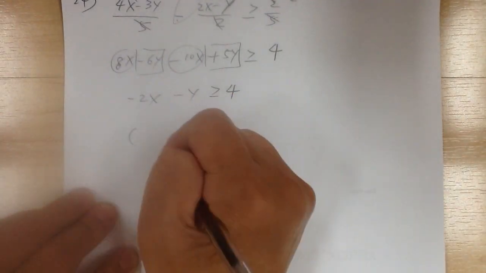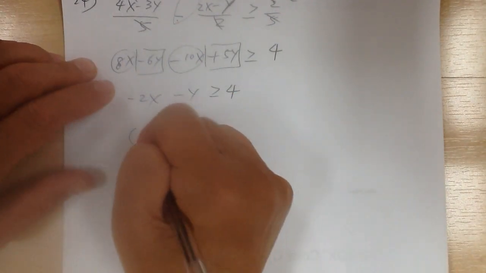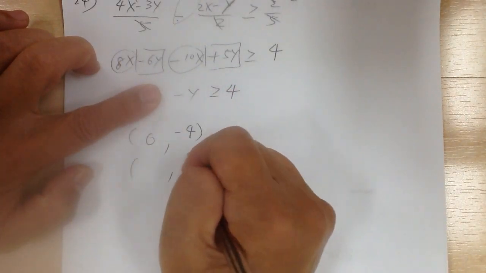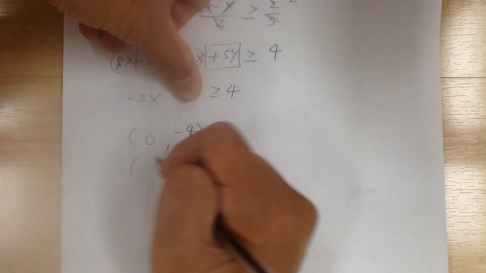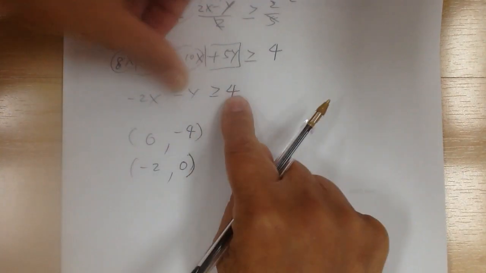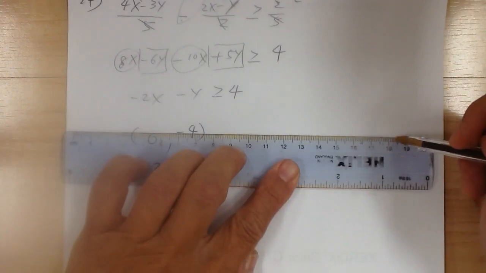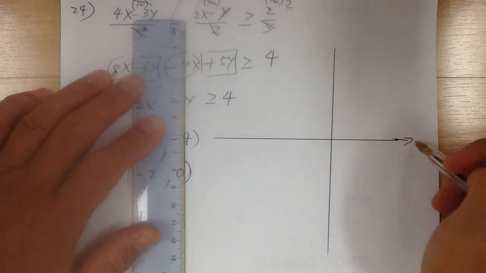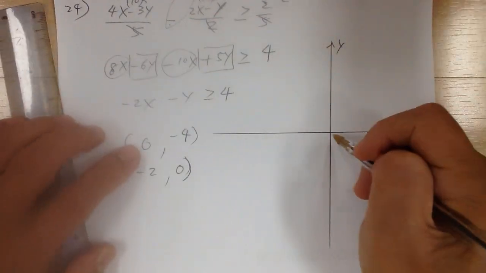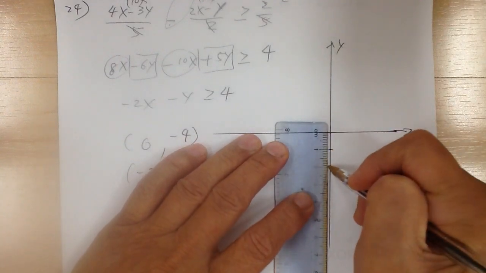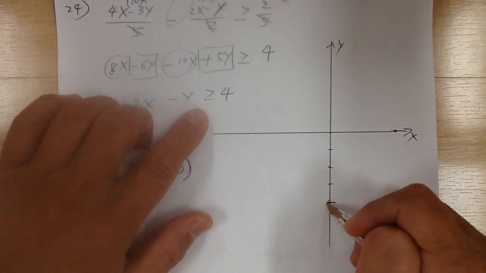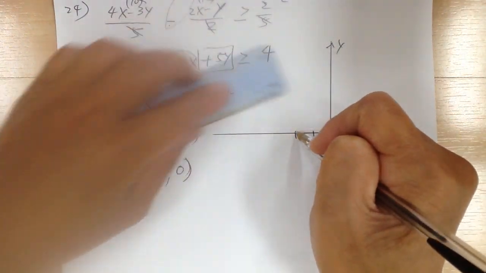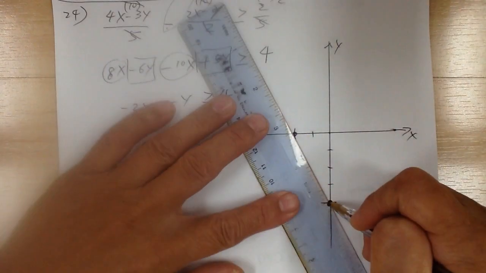From here, again, you can get your intercept points. If x equals 0, then y will equal -4, because negative times -4 gives you +4. Then if you let y equal 0, this would be -2, because -2 times -2 gives you 4. Go ahead and get your intercepts. So 0, -4, and it's going to be a solid dot. And you've got -2, 0. Connect the dots.